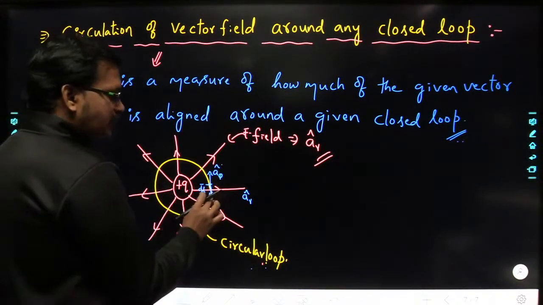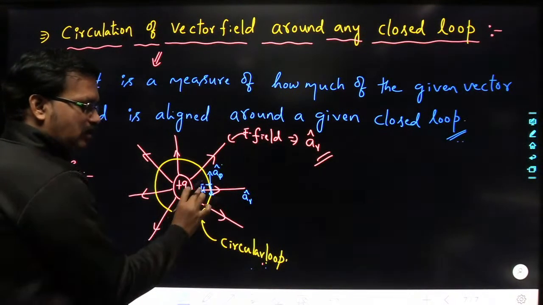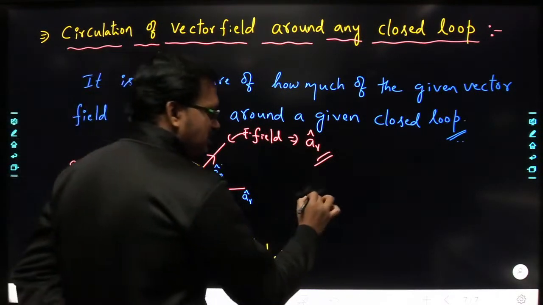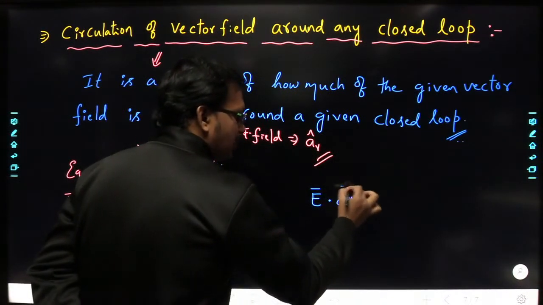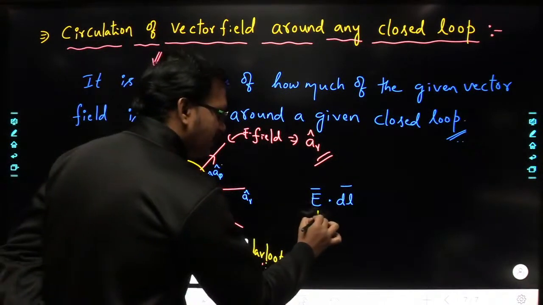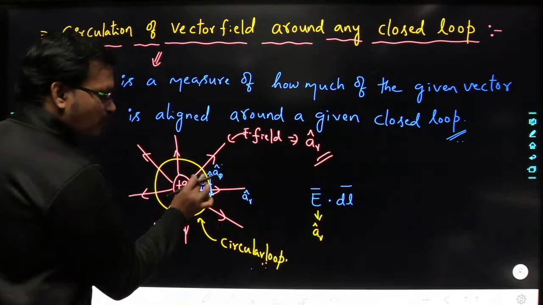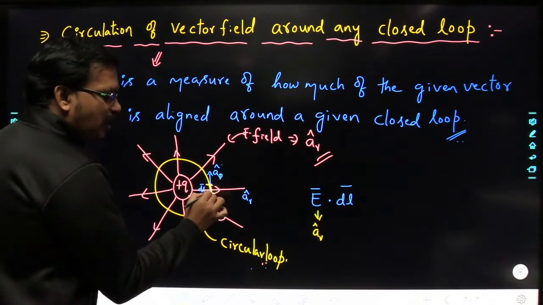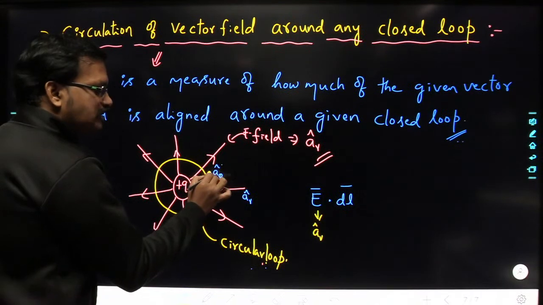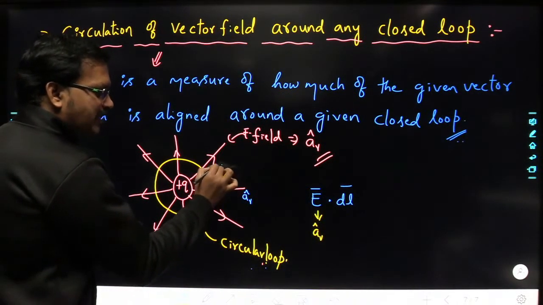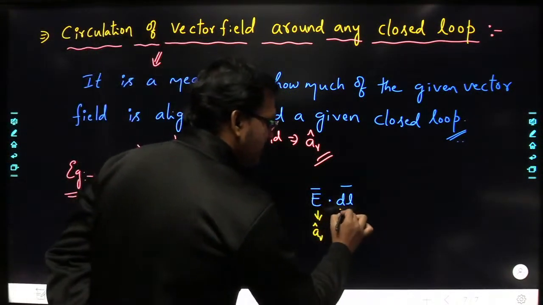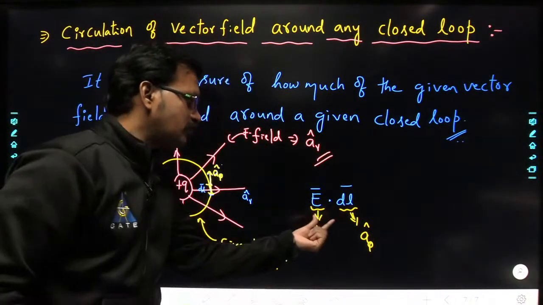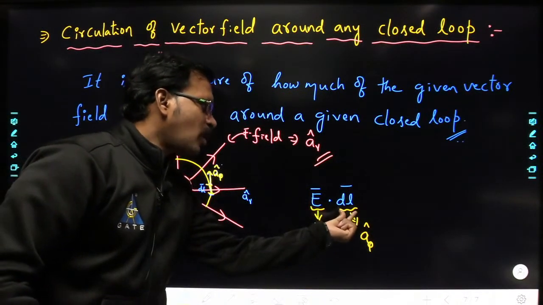How to determine how much of the given vector field is aligned along this arc? That is nothing but E bar dot dl bar. Now here E bar is pointing in the A R cap direction, and this small differential length is pointing in which direction? The direction of an arc is given by the tangent drawn to that arc. So the tangent to this arc points in the A phi cap direction. This gives how much of the given vector field is aligned over a small differential length dl bar.